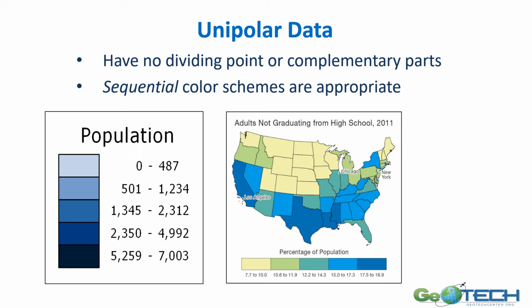Unipolar data have no dividing point or complementary parts, and a sequential color scheme is often very appropriate for this. And here we have a sequential color scheme of light yellow, green, dark green, all the way to dark blue, and the proportion of people not graduating from high school in 2011 is shown, with the highest values being in the darker blues, with the least values in the greens and yellows.